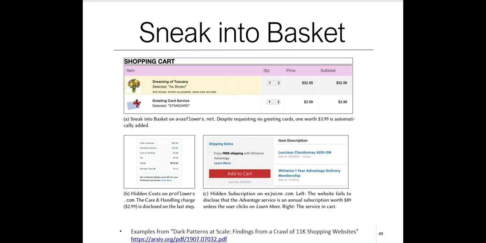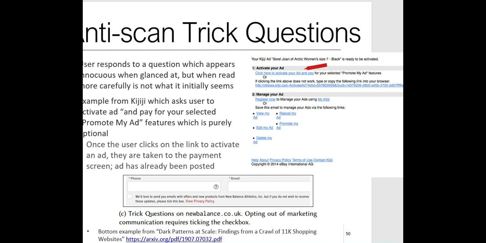So wow, yeah. And again, these are more examples from dark patterns at scale. Then we have things like, and sorry, this has gone off the page slightly, but essentially the user responds to a question that appears innocuous when it's first glanced at, but when read more carefully is not what initially seems. So this example from Kijiji asks users to activate the ad and pay for your selected Promote My Ad feature, which, by the way, in this case is purely optional. Once the user clicks on the link to activate an ad, they're taken to the payment screen, and the ad has already been posted. Another example is a trick question from newbalance.co.uk. Opting out of marketing communications requires ticking the checkbox.